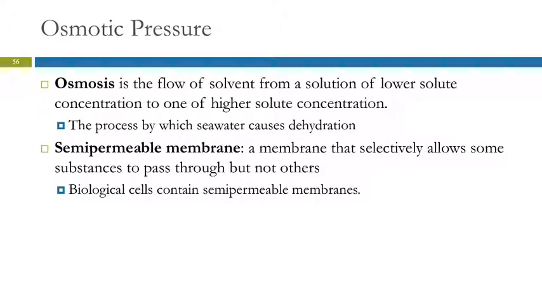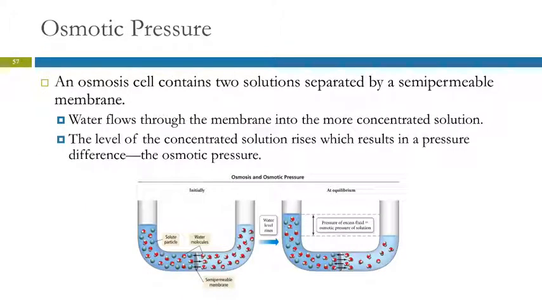The semi-permeable membrane prevents the solute from going anywhere, so the only thing that can get through is the solvent. To decrease the concentration, the solvent will move to the more concentrated side. The semi-permeable membrane allows some things to pass, but not others. Biological cells are contained by semi-permeable membranes.